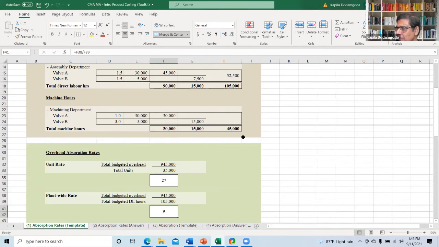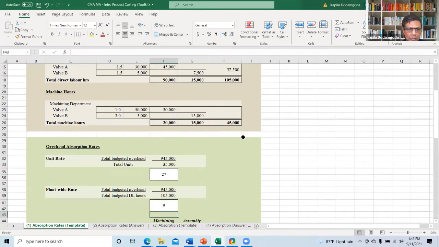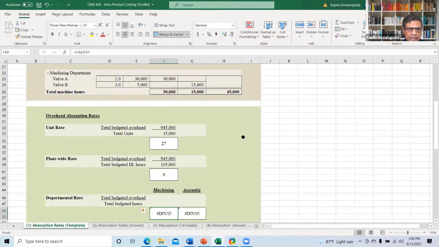At the same time, we assume that out of this 315,000 cost of the labor intensive assembly department, most of it is labor related overhead. That is why we differentiate between the two rates. Now, what we will do is calculate a departmental rate. It's not the same rate. For the machining department, we are going to calculate the machine hour rate, and for the assembly department, an assembly labor hour rate.